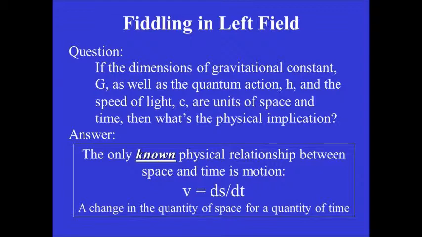Now what does this equation tell you? This is the only known relationship, the only one we can observe between space and time. Velocity is equal to a change of space per change of time, right? Now, can we stop time from changing? I don't know how we could. I don't think they've ever found a way. But how do we get space to change?